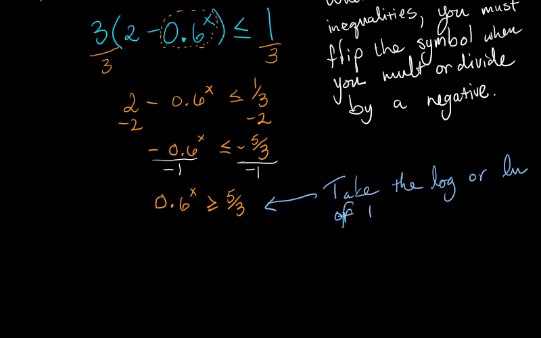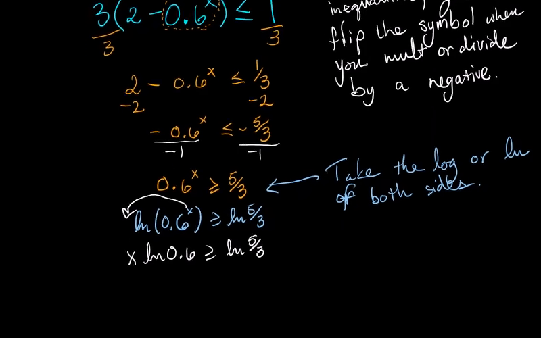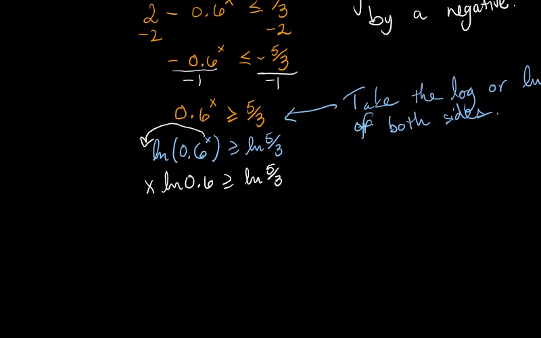I'm just going to write it as the natural log of 0.6 to the x is greater than or equal to the natural log of 5/3. Using the power property, the x can now come out of the exponent spot and just be a coefficient. So we would have x times the natural log of 0.6 is greater than or equal to the natural log of 5/3. We're going to need a calculator at this point because we need to get x alone, and we're going to divide both sides by the natural log of 0.6.